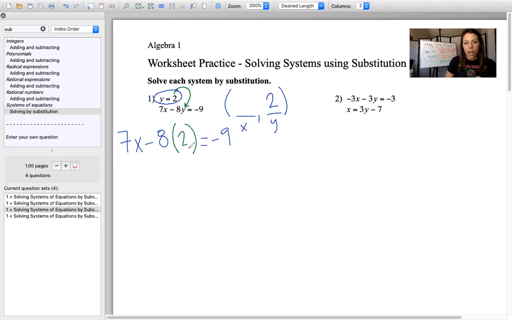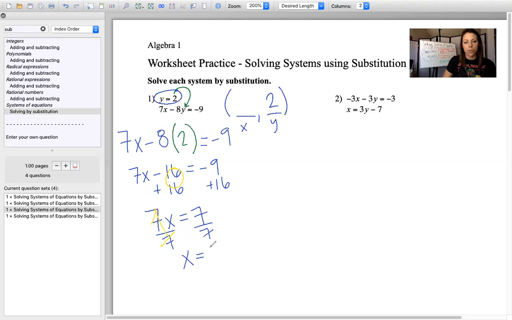Now I'm just solving for x. 8 times 2 is 16, so I have 7x minus 16 equals negative 9. To solve for x, I'm going to add 16 to both sides because that creates a 0 term. That leaves me with 7x equals negative 9 plus 16, which is 7. Then I'm going to divide both sides by 7 because that creates a 1 factor, and that gets me x equals 1.